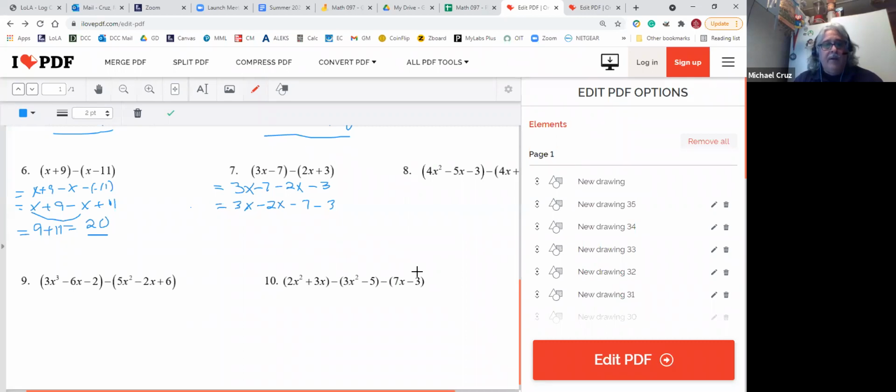All right, let me go through the rest of it now. So that's 3x minus 2x, which is just an x. Negative 7, negative 3 is negative 10. So there we got it. Any problems with that?